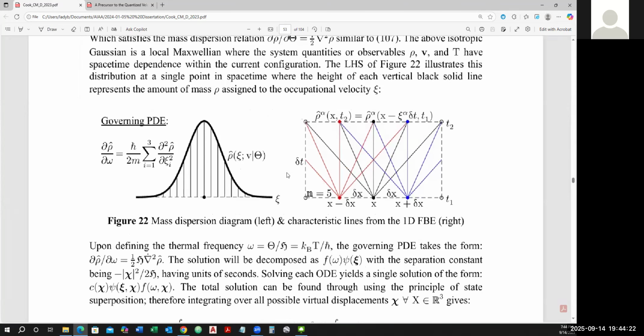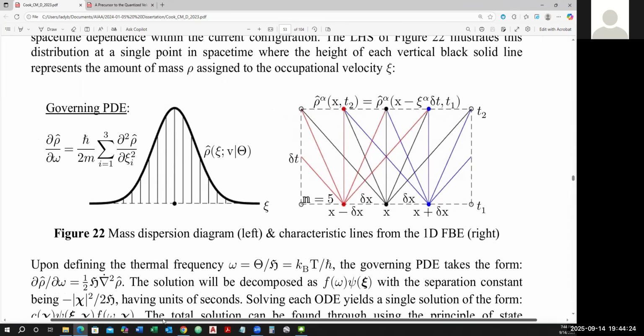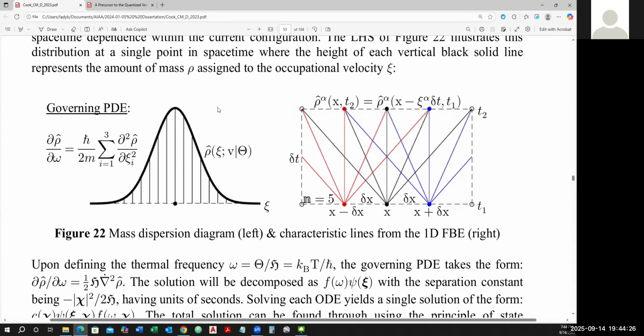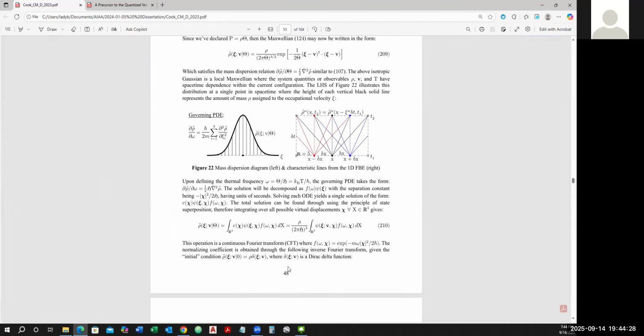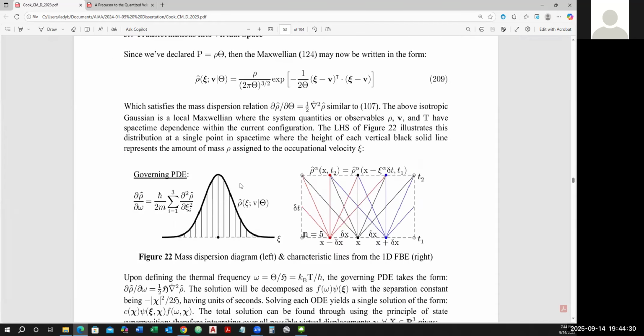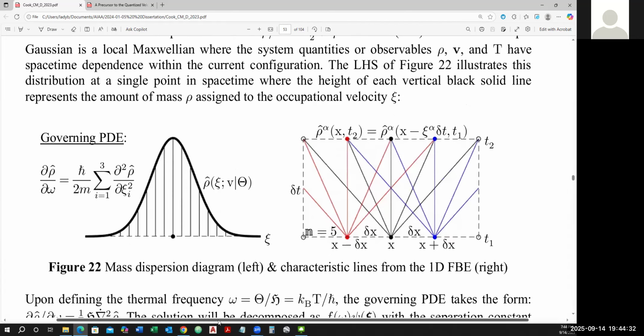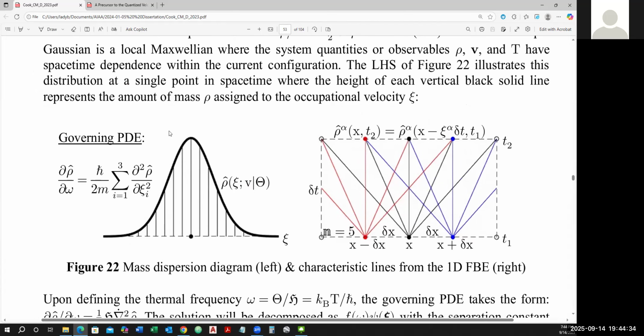For example, we have a velocity distribution. This is on page 48. So this is a continuous distribution. I go over the quantization procedure in both my dissertation and the paper I just wrote over the summer. We are going to quantize it.